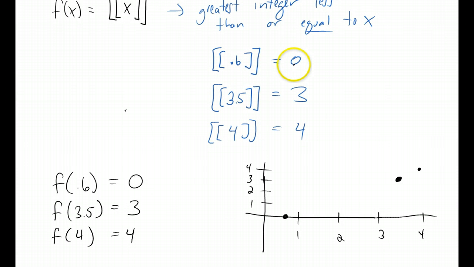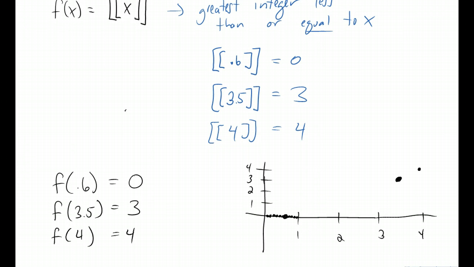No, it would have always been 0 because the greatest integer less than any number between, say, roughly 0 and 1 is going to be 0. So we know that no matter what point we pick for our x value, we're going to have zeros all along this little piece of the x-axis.